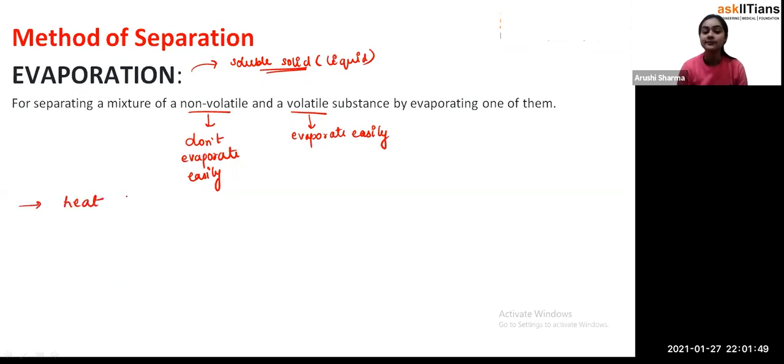Okay, and from that heat, what we can see is that if either of the substances is volatile in nature, it is going to evaporate into the atmosphere, and the other substance is left behind. That's how we have separated the solution.